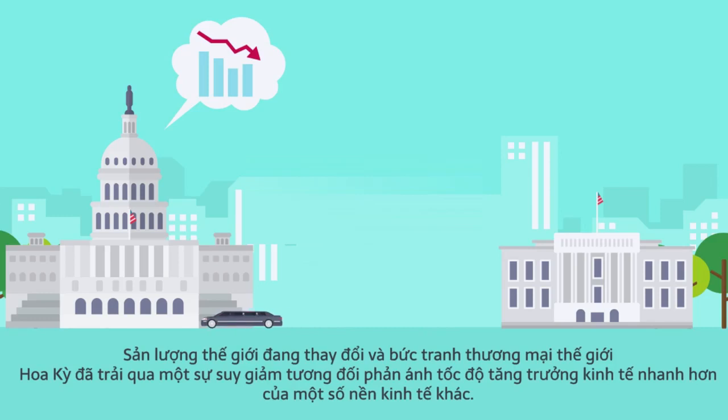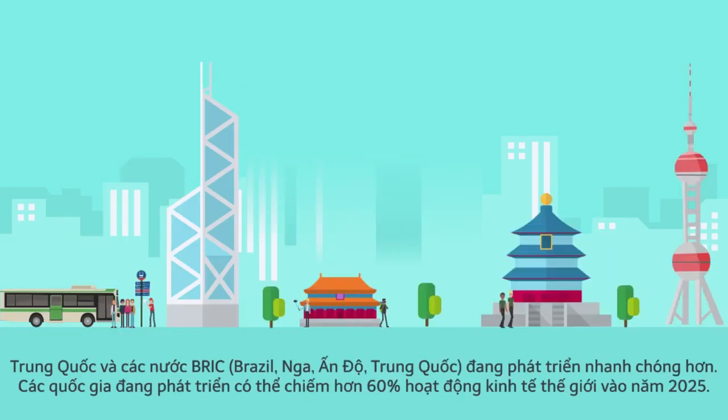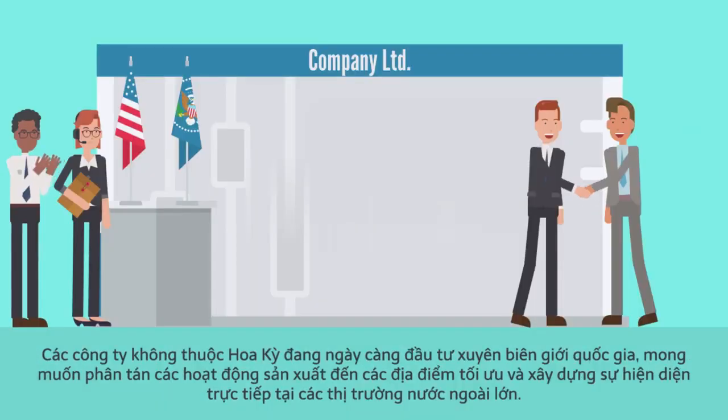The changing demographics of the global economy: the changing world output and world trade picture. The US has experienced a relative decline, reflecting the fast economic growth of several other economies. China and the BRIC countries are growing more rapidly. Developing nations may account for more than 60% of world economic activity by 2025. Non-US firms are increasingly investing across national borders, desiring to disperse production and activities to optimal locations and to build a direct presence in major foreign markets.